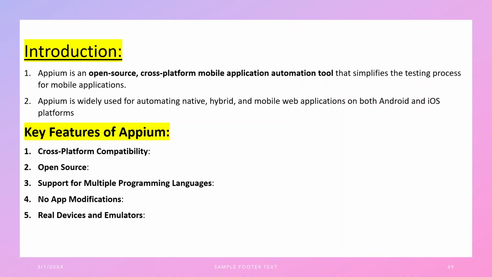And the next one is no app modifications. What exactly does it mean? APM does not require any modification to the source code of the mobile application being tested. Suppose we have created a general cross-platform script, it will work on both Android and iOS. There is no modification needed, so you can test it in both.